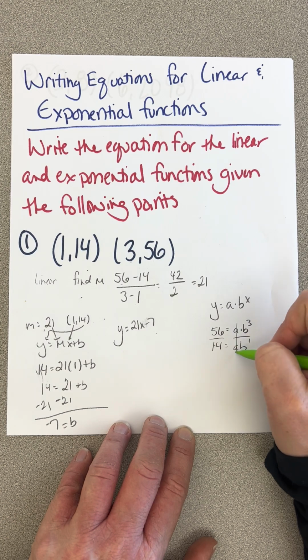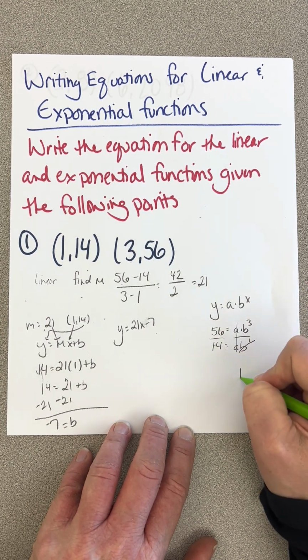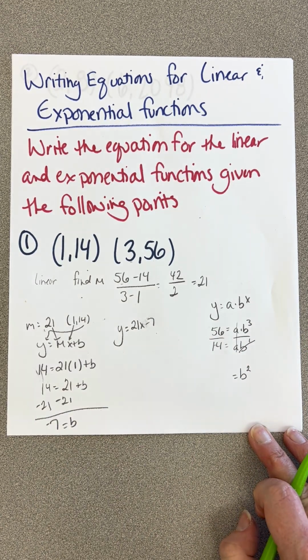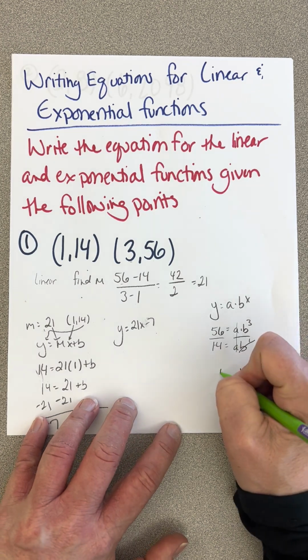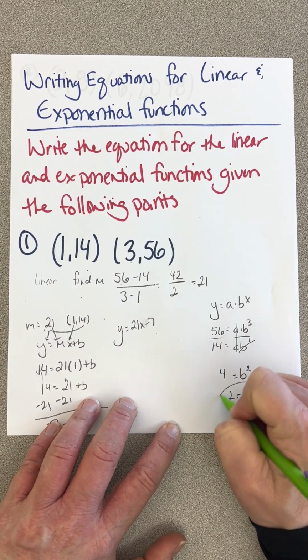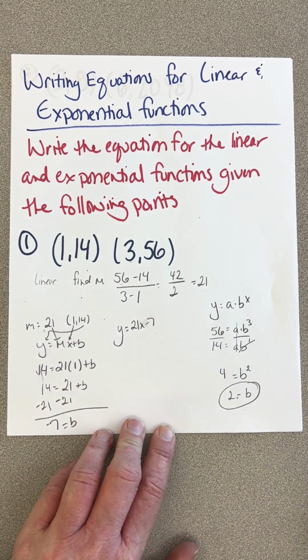The a's divide out. If I have 3 b's on the top and 1 on the bottom, this divides out with 1 on the top, leaving me with b squared, and that equals 56 divided by 14, which is 4. Then I have to think, what do I square to get 4? That would be 2. So once I get one of them, I'm going to use it to find the other one, just like when we solve a system.